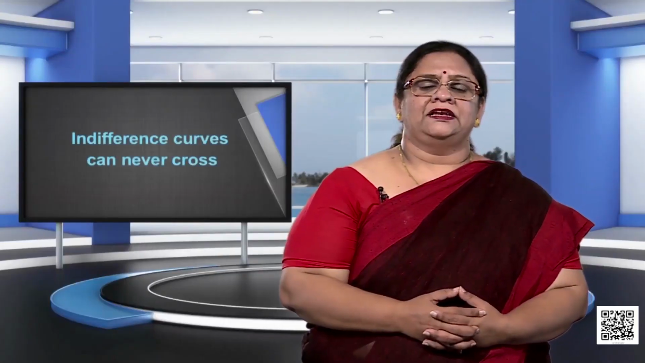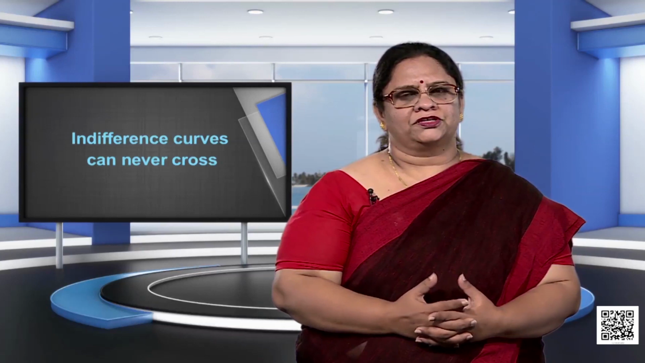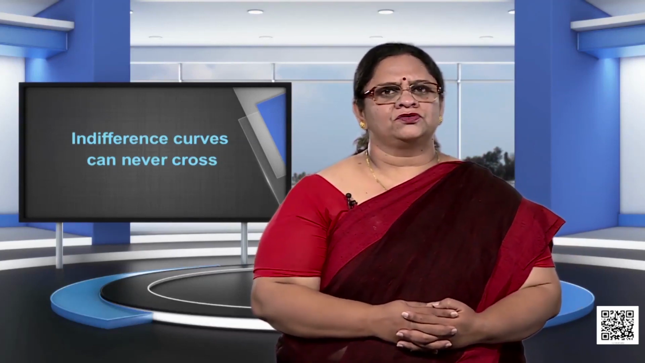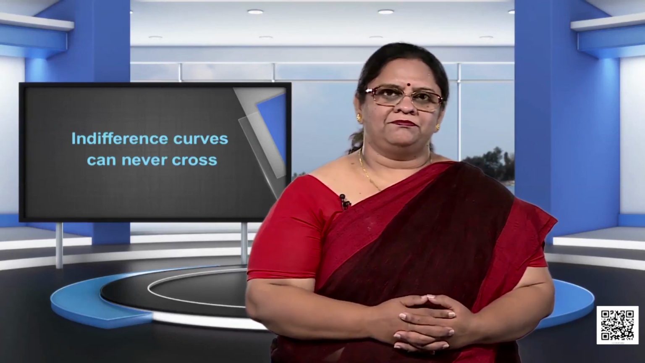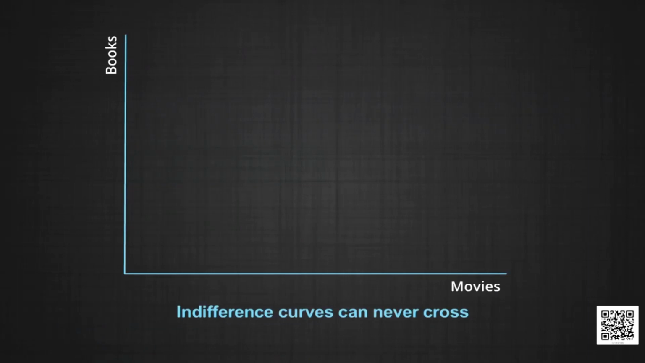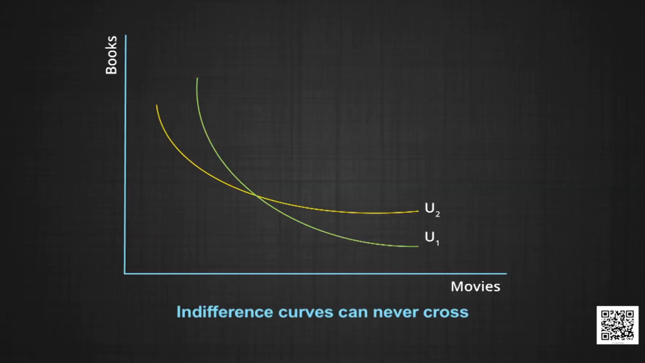Indifference curves can never cross, and this is the 4th characteristic of indifference curves. Consider what happens if 2 indifference curves on the same map were to cross each other. This is represented on the diagram on your screen, where U1 and U2 are indifference curves from the same map that cross each other. Here, since both points C and B are on the same indifference curve U1, the consumer must be indifferent between them.